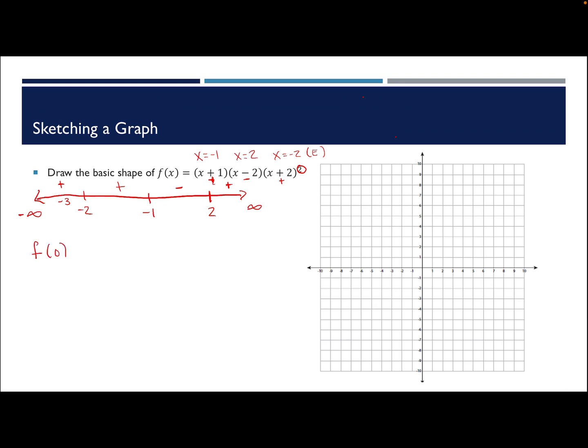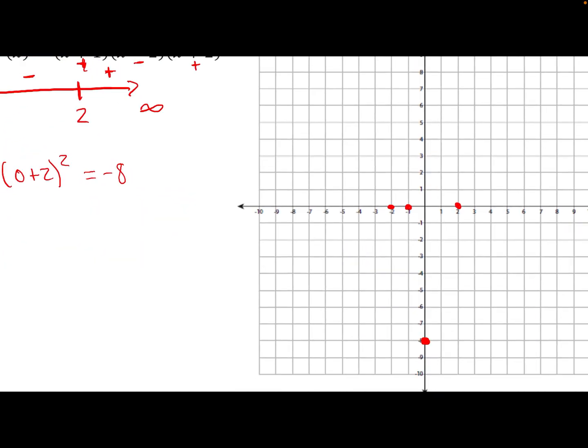And next, all we need is our y-intercept. So f of 0 is going to be 0 plus 1 times 0 minus 2 times 0 plus 2 squared. So that is 1 times -2 times 4, which is -8. So our y-intercept is down here. Our x-intercepts are -1, -2, and +2. So maybe we zoom in a bit so we can actually draw that.